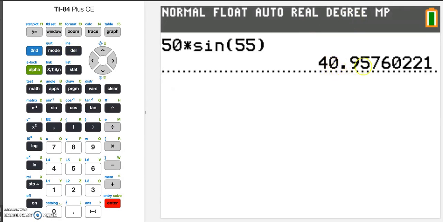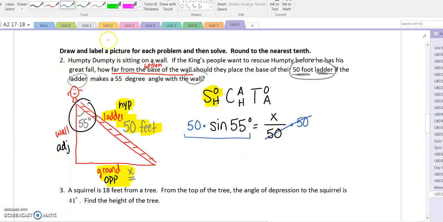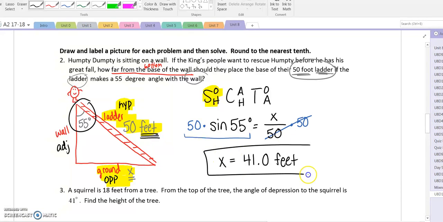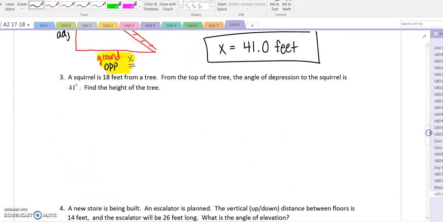All right, nearest tenth, so this 5 actually bumps the 9 up, and it bumps the 0 up. That makes it 41. So x will be 41, or 41.0. And then remember, this is not an angle, this is a side. Sides should all have the same units. So since this unit was feet, this unit will be feet as well. And there's my answer. All right, let's try another one.